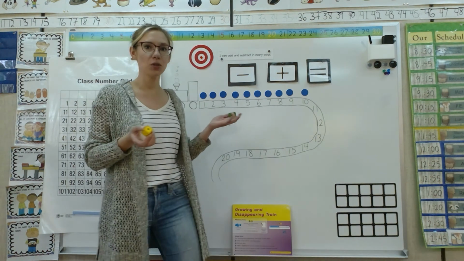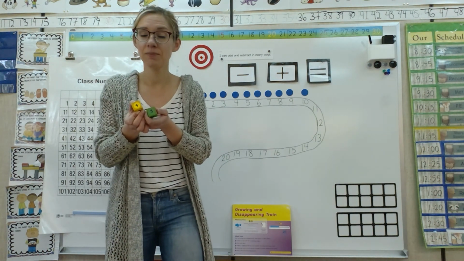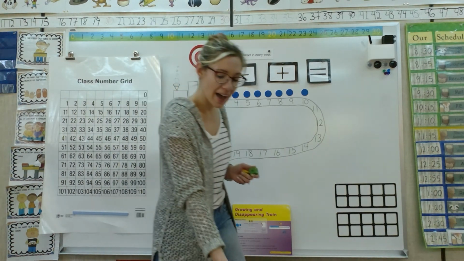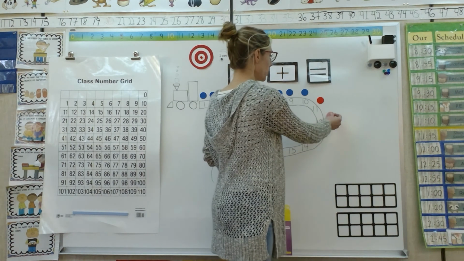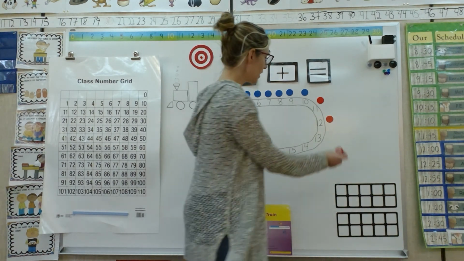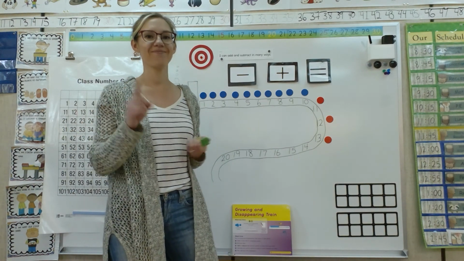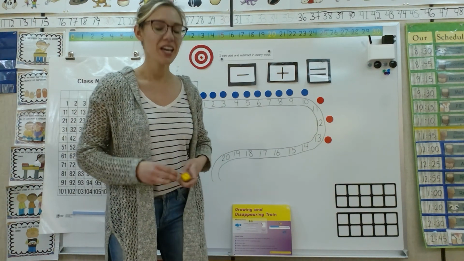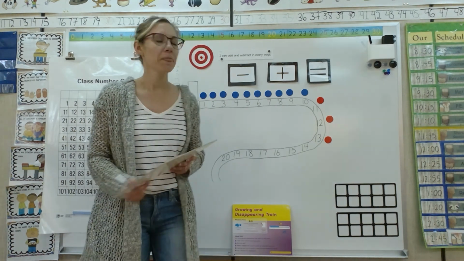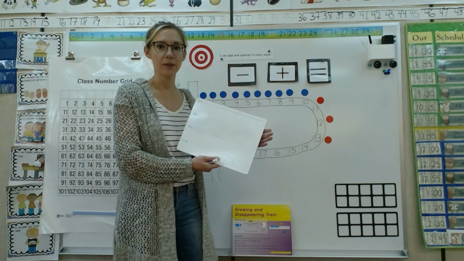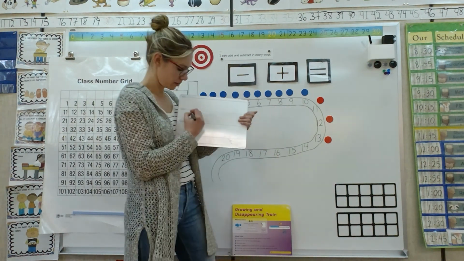What do you think I'm going to do to our train with plus 3? Right, I would add 3 train cars to our train. Did that make our train grow or disappear? Right, it made it grow. So at the end of each round, we're going to write a number sentence to show what we did to our train. So we started with number 10.